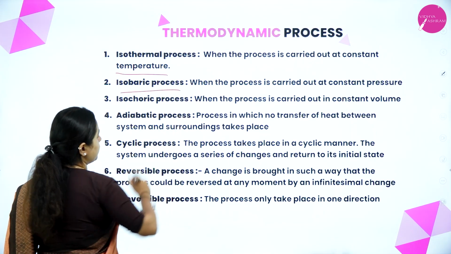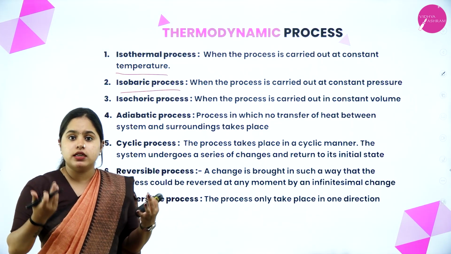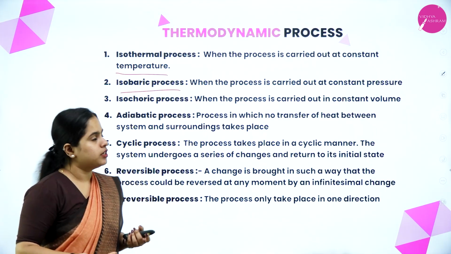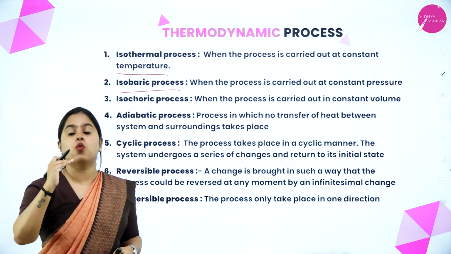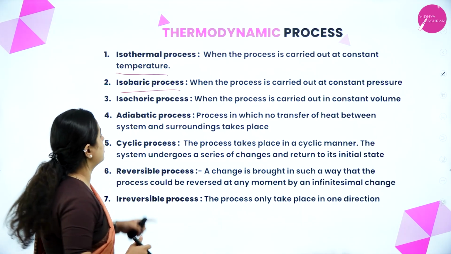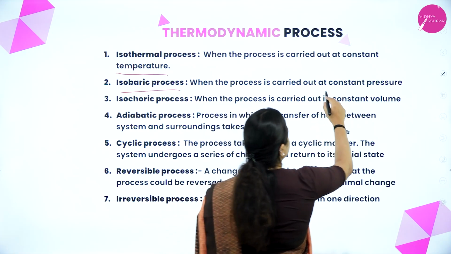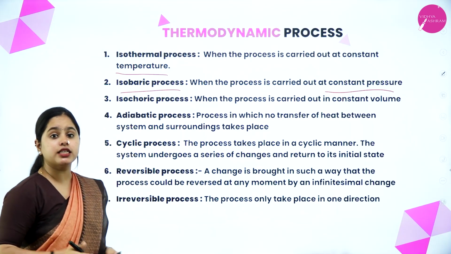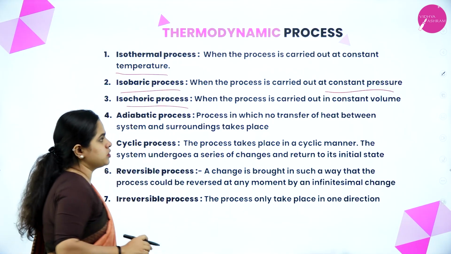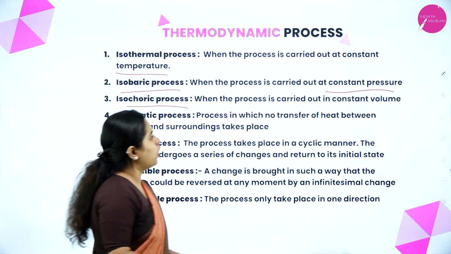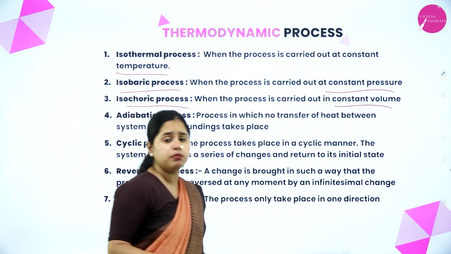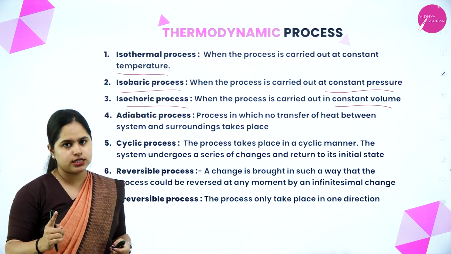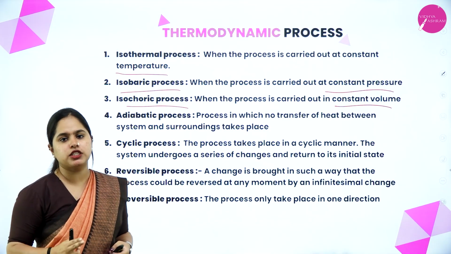Now, the isobaric process. What is the unit of pressure? One of the units is bar. So how can you remember the isobaric process? Pressure will be constant there. When the process is carried out at constant pressure, such processes are called isobaric processes. Now, what is an isochoric process? In an isochoric process, the volume will be constant. When the process is carried out under constant volume, it is called an isochoric process. So these three are clear: isothermal, constant temperature; isobaric, constant pressure; isochoric, constant volume.